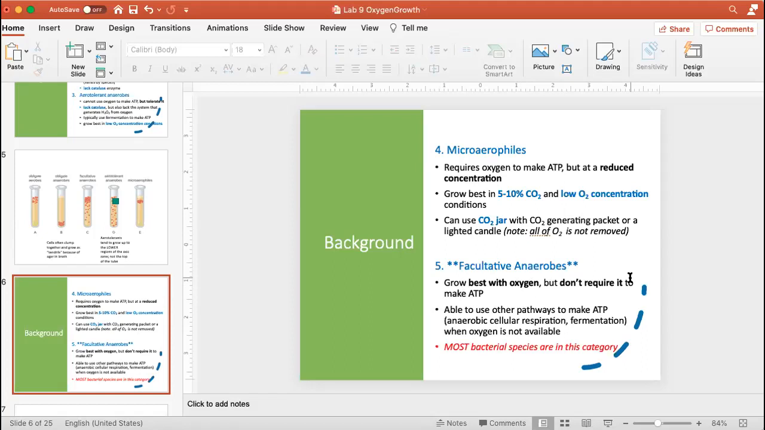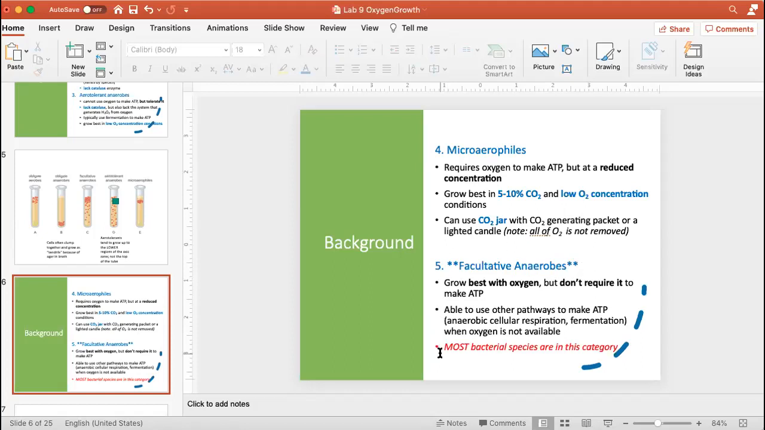They can also use other pathways to make their ATP. So they're capable of doing aerobic cellular respiration. They're also capable of using anaerobic cellular respiration and fermentation.